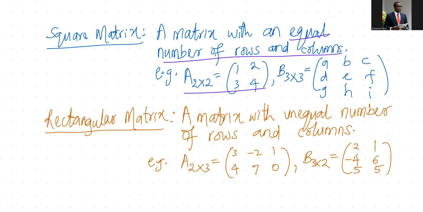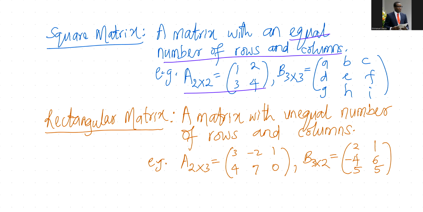And then you have a 3 by 3 matrix called B with 3 rows and 3 columns, with A, B, C, D, E, F, G, H, I. So that is a square matrix. When the number of rows is equal to the number of columns in the matrix, you say it is a square matrix. Of course, that leads us to the idea of the rectangular matrix.